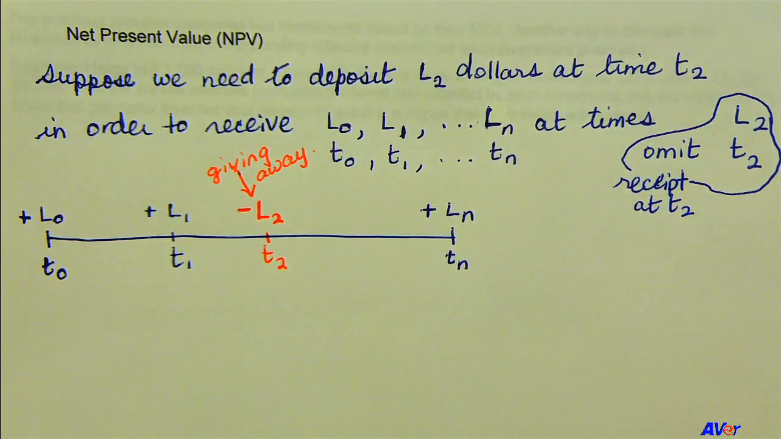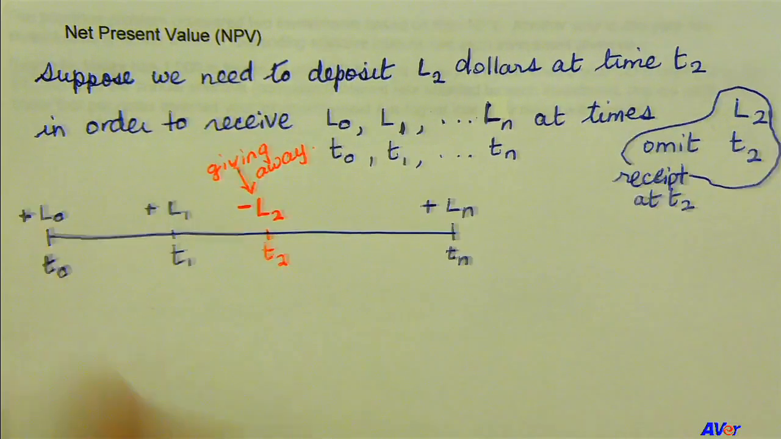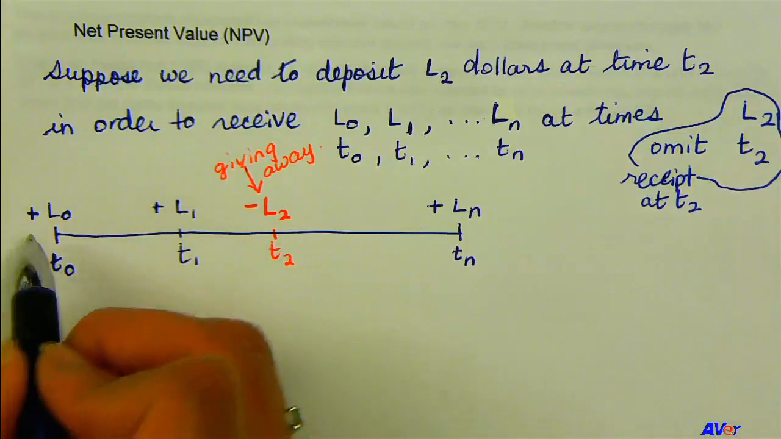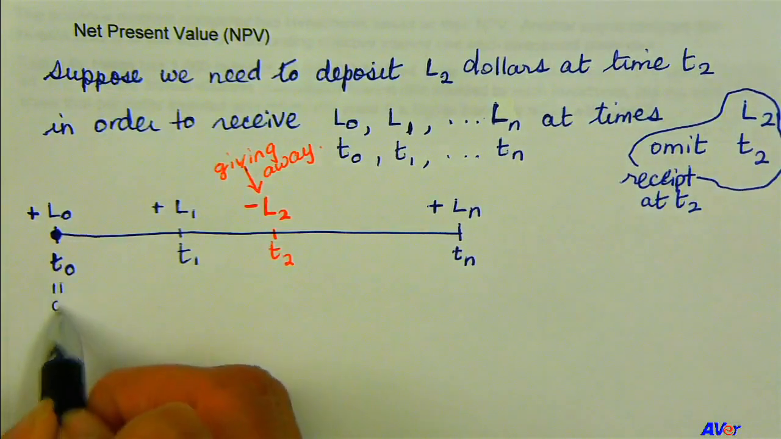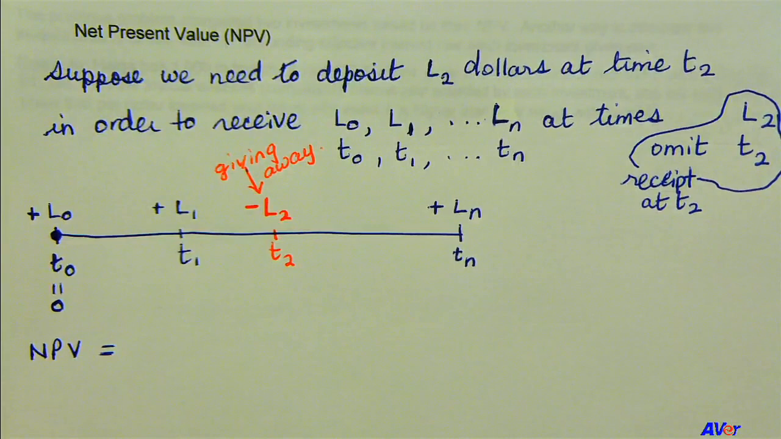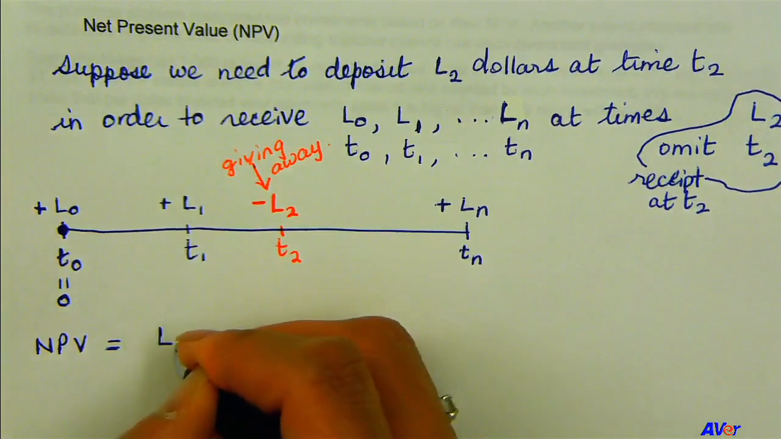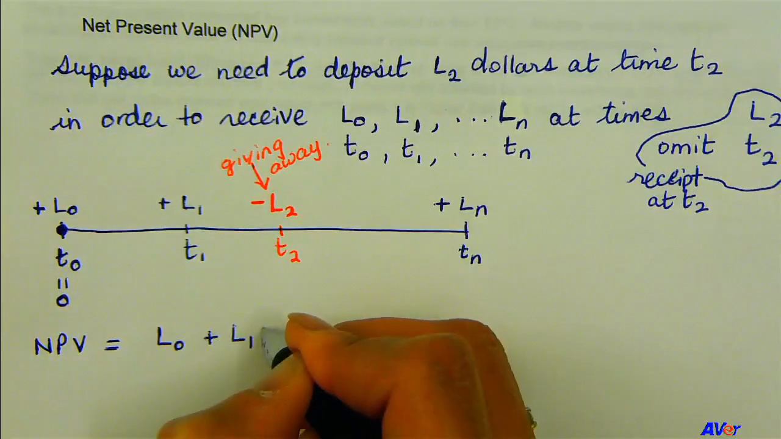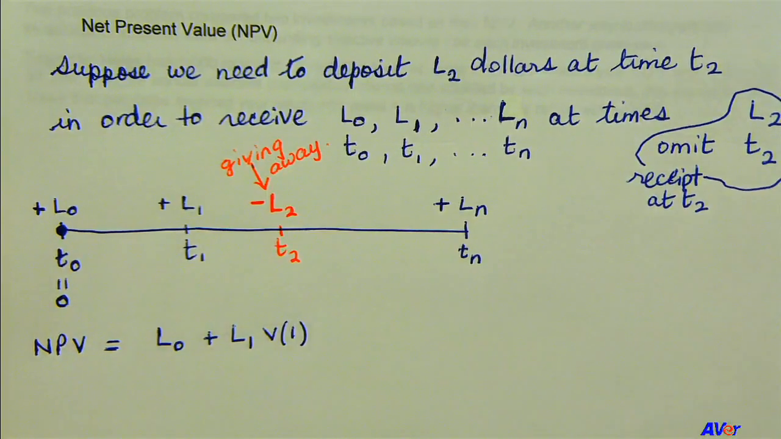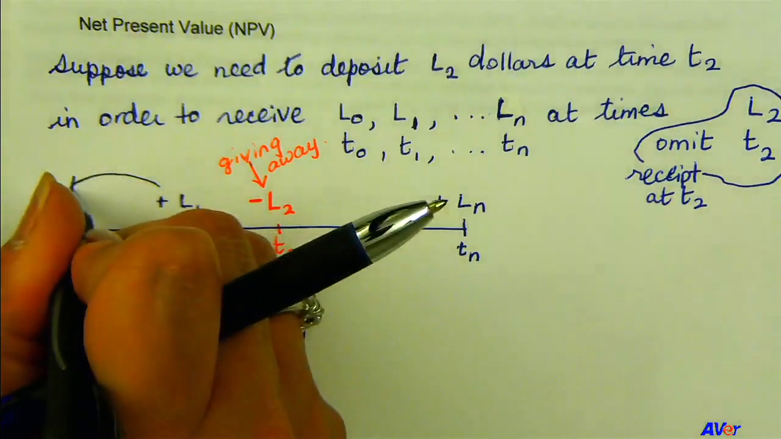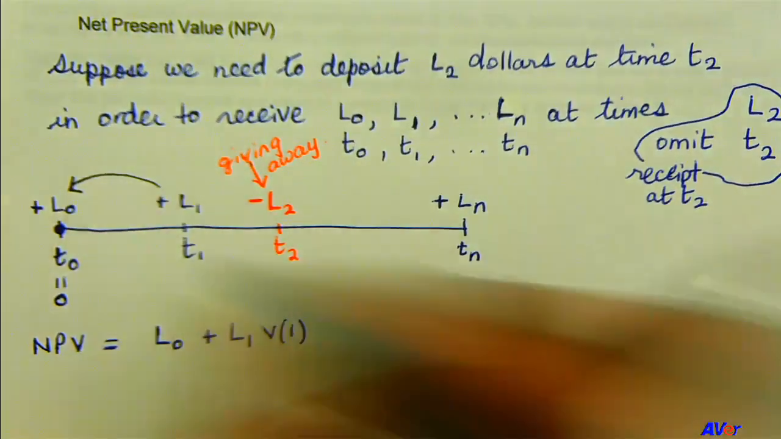So there's something called the net present value, which gives you the present value here at time T naught. Let's say T naught is 0. So net present value is the present value of all this cash flow. So I'm going to say L naught. It's a receipt, it's positive, and it's happening at T0, so I don't have to discount it. Plus L1 V of 1, because I have to bring this back. I'm taking this L1 and I'm discounting it to time 0. So apply a V of 1 to it.